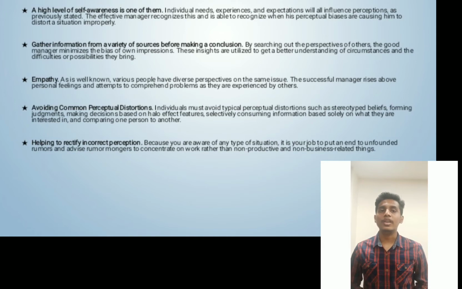Because you are aware of the situation, it is your job to put an end to unfounded rumors and advise rumor mongers to concentrate on work rather than non-productive and non-business related things.